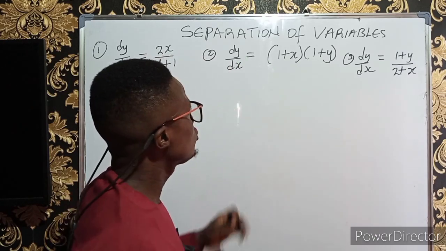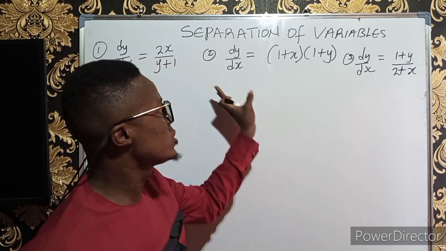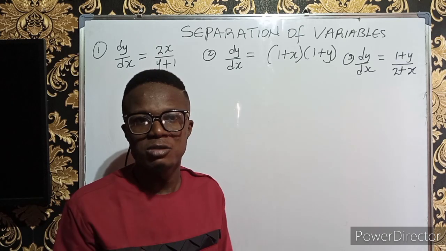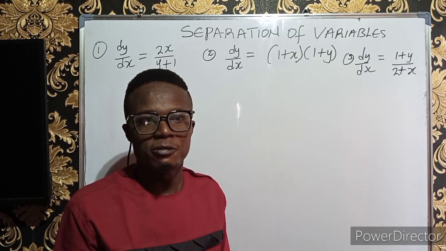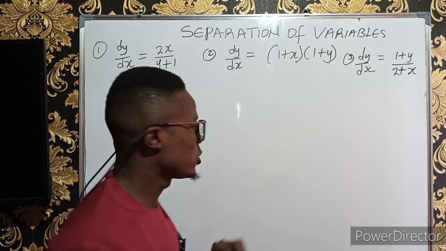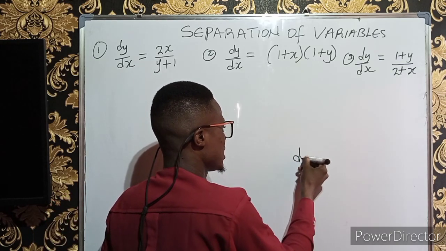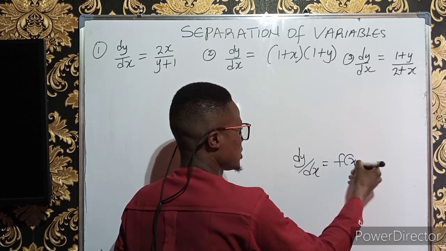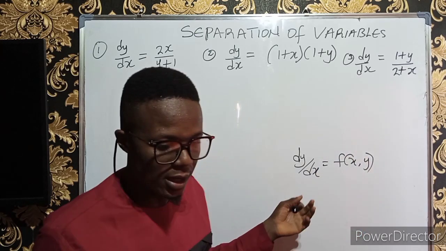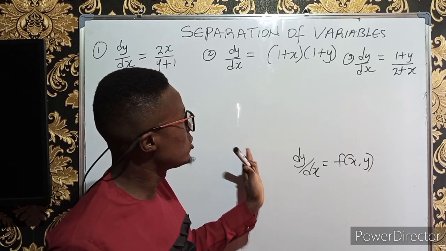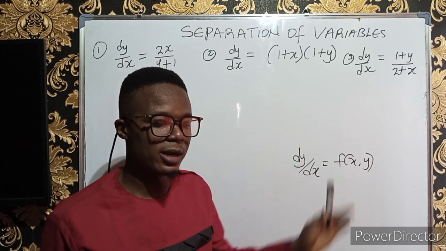Now, you can employ the separation of variables method other than the direct integration method of solving differential equations, which I taught you in my last video. You employ this method if you have a function like dy over dx equals f of x comma y. That is when it is somehow implicit differentiation. That is when you employ this particular method.